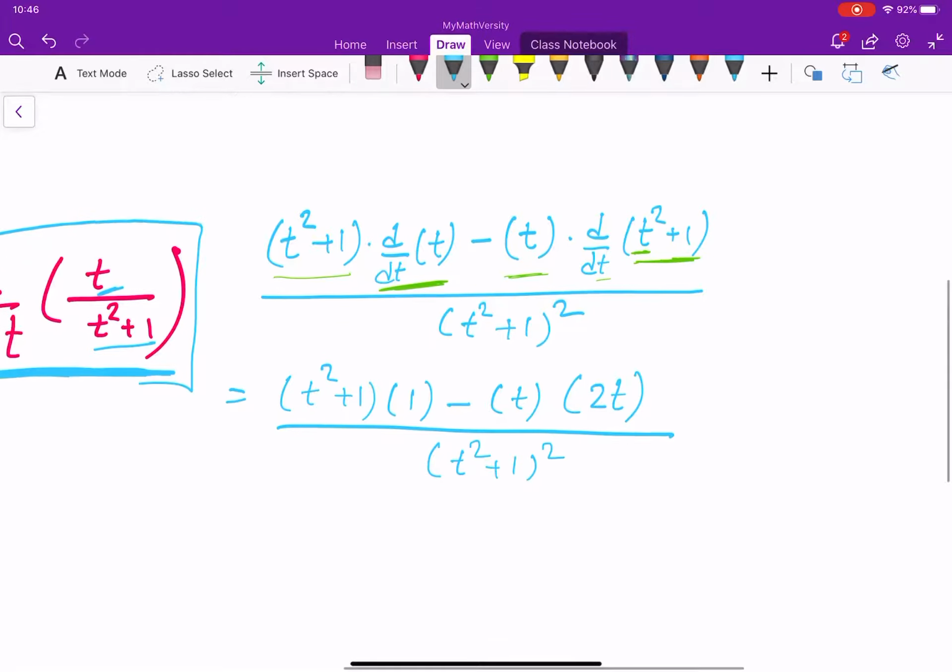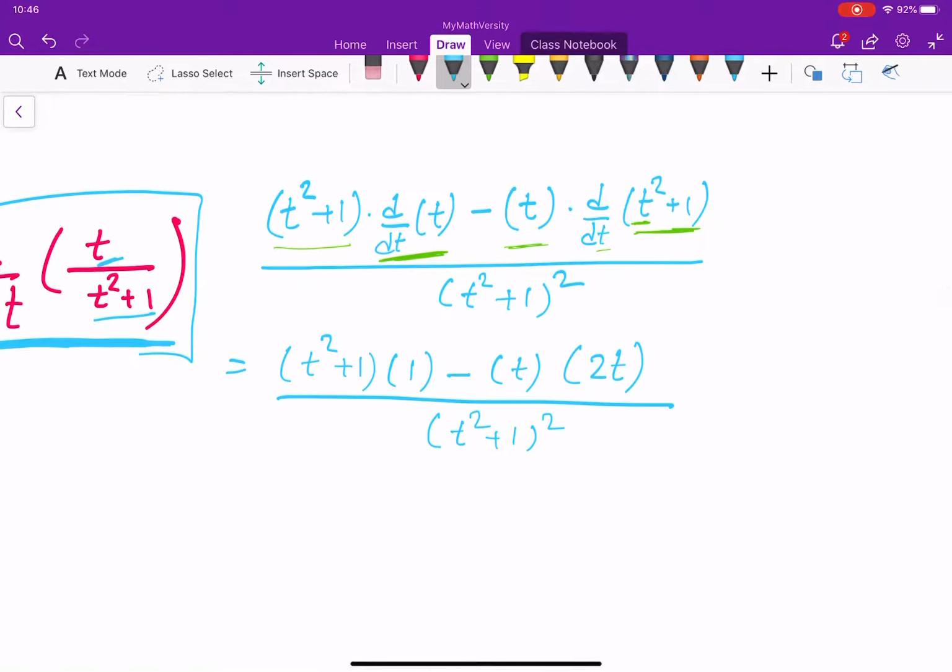If we want, we can simplify a little bit. We can distribute the 1 over here, right? 1 times t square will be t square, 1 times 1 will be 1, so then we'll have just t square plus 1, and then t times 2t will be negative 2t square, right? Because we have that negative over there, so t times 2t is 2t square, but because of the negative we have that, divided by the square of t square plus 1.